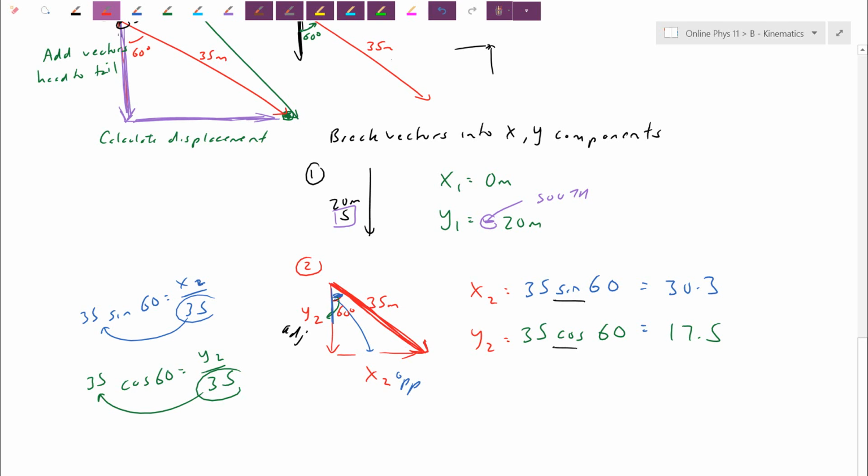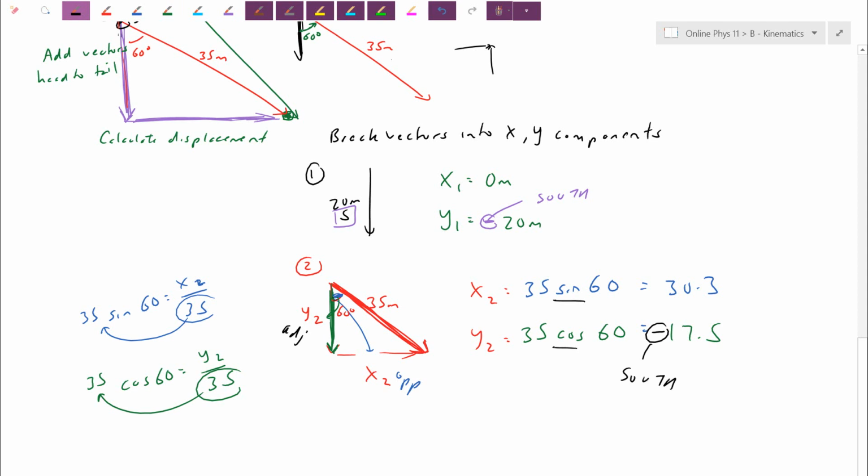What I'm interested in here is, if instead of actually walking this diagonal at the 60 degrees, how far south did you actually get? Just south, okay? Not the whole 35, not the whole diagonal. Well, the y component of it actually takes you south only 17.5. That one there is south.